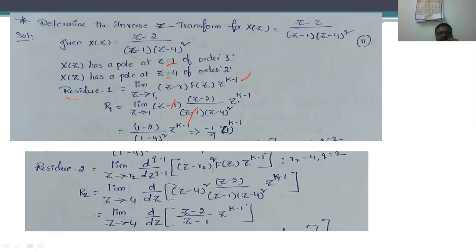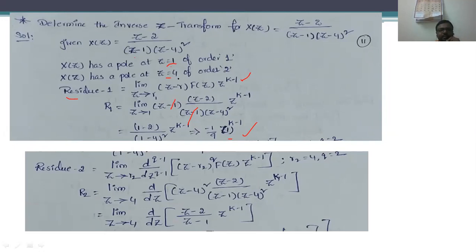So just substituting the value of z equal to 1, we get the expression, that means the residue value for the pole at z equal to 1 is minus 1 by 9 into 1 power k minus 1. And this is the residue for the pole at z equal to 1, the first residue of this particular function. Later on, we are going to calculate the residue for the second pole.